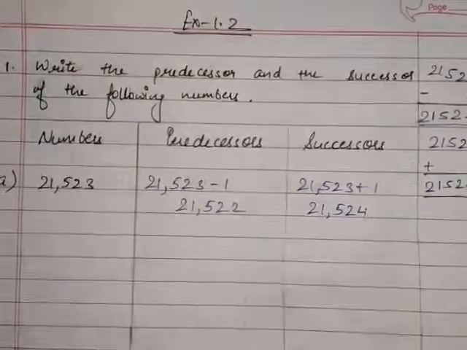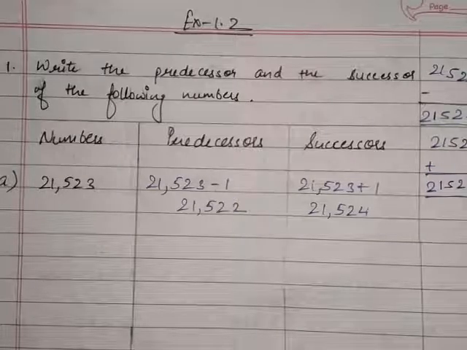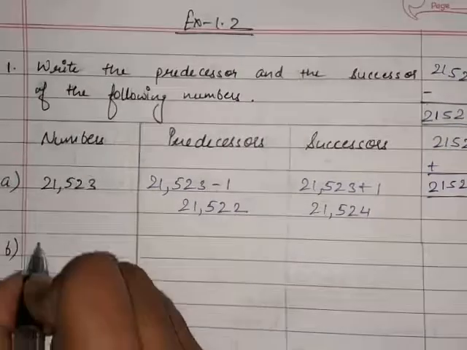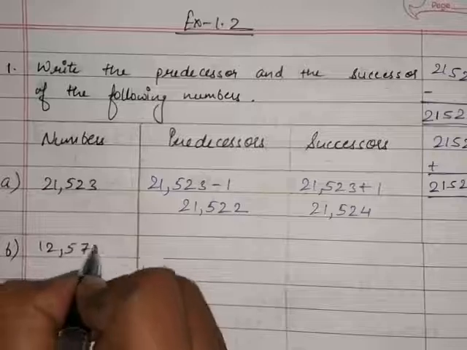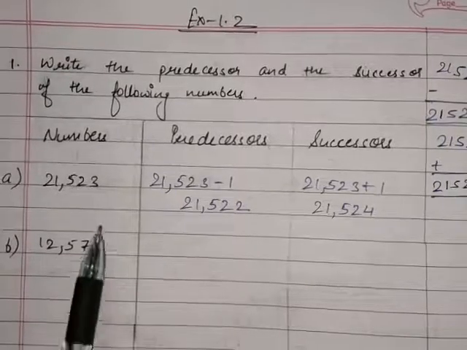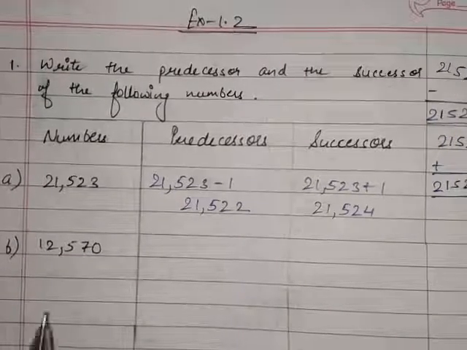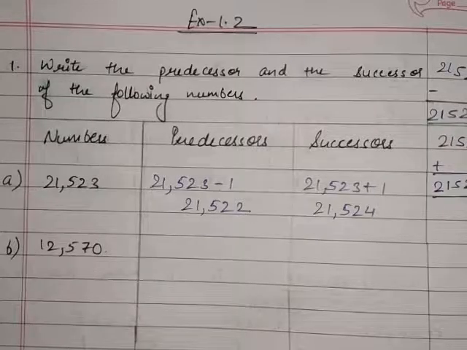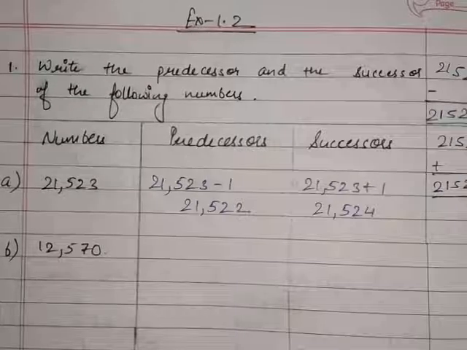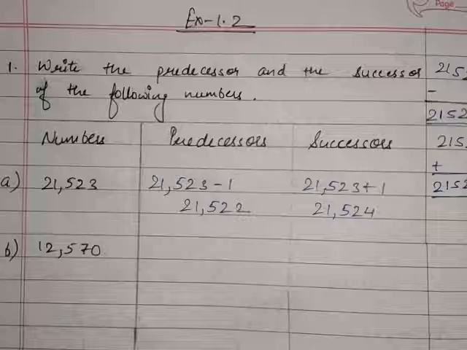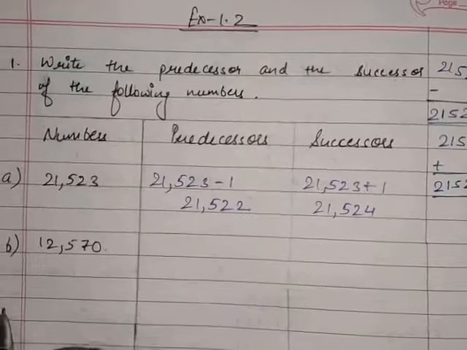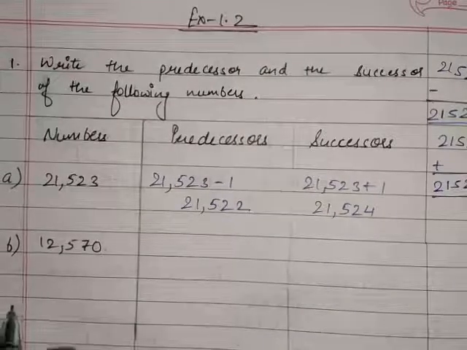Okay, so what will it be? 21,524. Now what is our B question given? B question is given 12,570. Students, leave one line after completing the first one, then note the B question. B question is your homework. Then after that, note down the C question. This one you will do on your own.